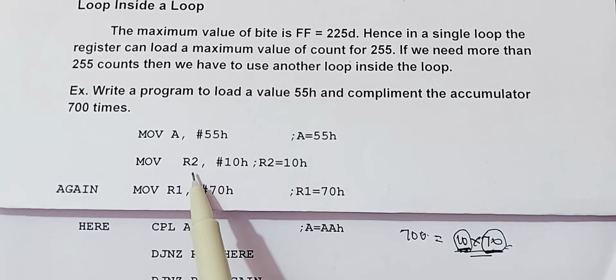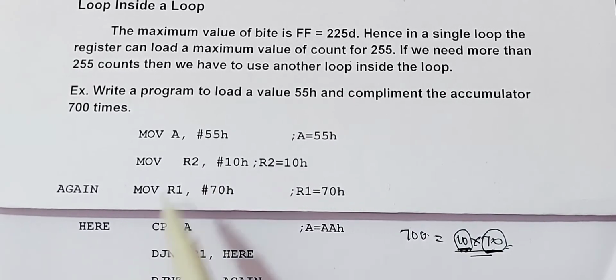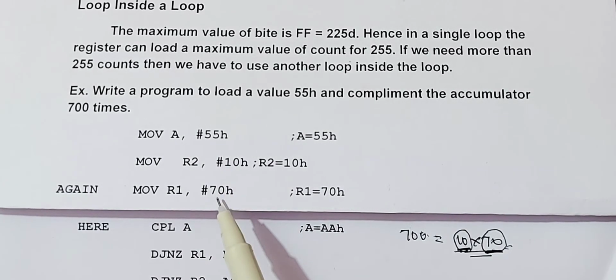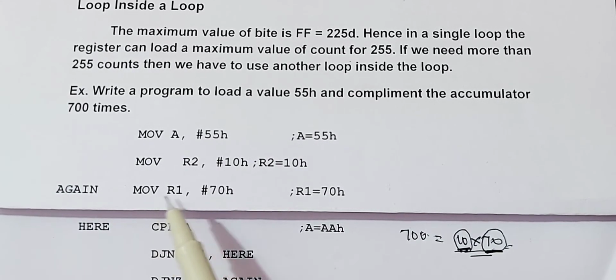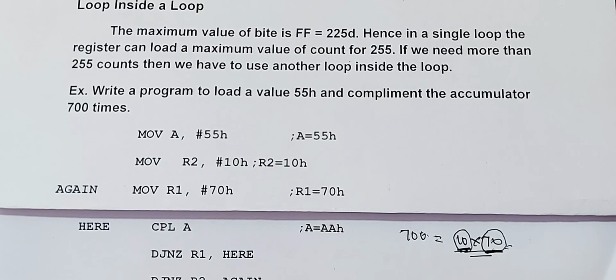It jumps to here and it sees R2 is 10. First it will decrement to 9. Next time again it will go to here. R2 becomes 9. It is not 0. Therefore again it jumps to here. R1 is loaded with 70. This process continues 70 times. Again here it comes. After 70 times it jumps to here. R2 becomes 8. Similarly R2 becomes 7. And finally when R2 becomes 0, this process has been repeated 70 times and the whole process is repeated 10 times. Thus 700 times you have complemented the value of register A.